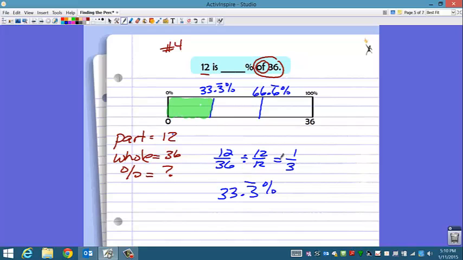And our answer is going to be the percent that represents the shaded amount. So the answer is 33.3 repeating percent, 33 3/10 repeating percent, or 33 1/3%.